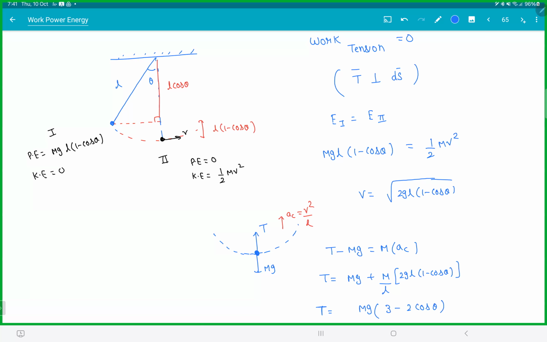Is that clear, everyone? So first we have to use the work energy theorem to get velocity and then draw an FBD to get the tension. But while drawing the FBD, be careful, it is going in a circle. So there will be a centripetal acceleration. There, your work power energy, NLM, FBDs, everything will pop up again.